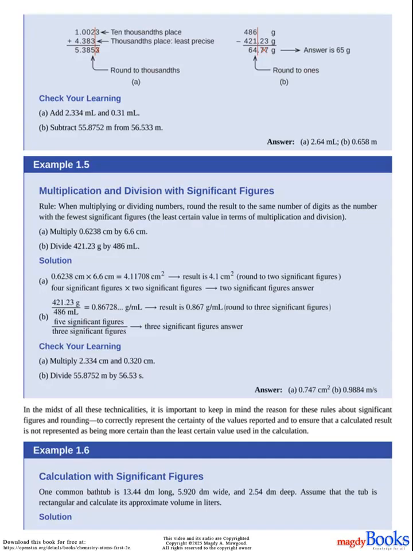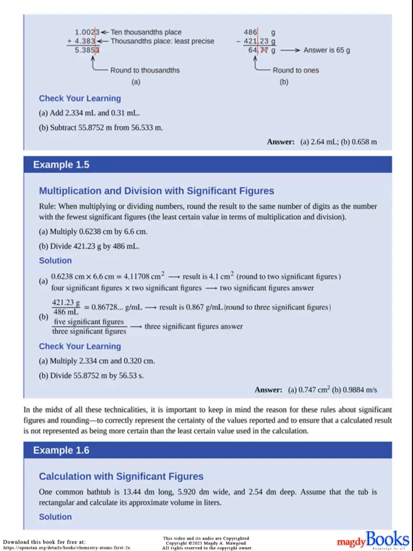Rule. When multiplying or dividing numbers, round the result to the same number of digits as the number with the fewest significant figures, the least certain value in terms of multiplication and division. A. Multiply 0.6238 cm by 6.6 cm. B. Divide 421.23 gram by 486 milliliter.